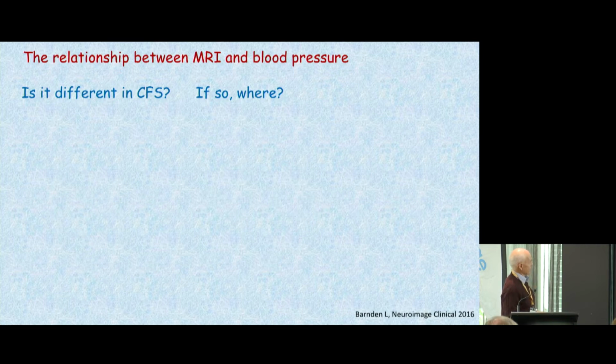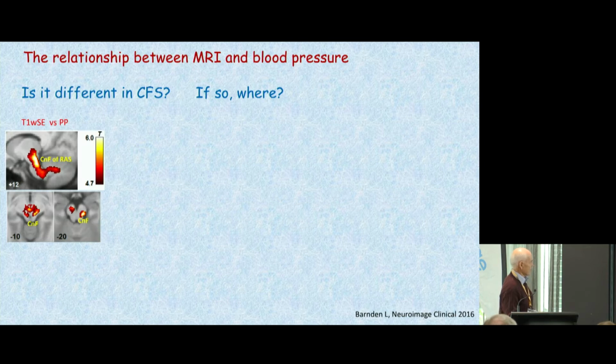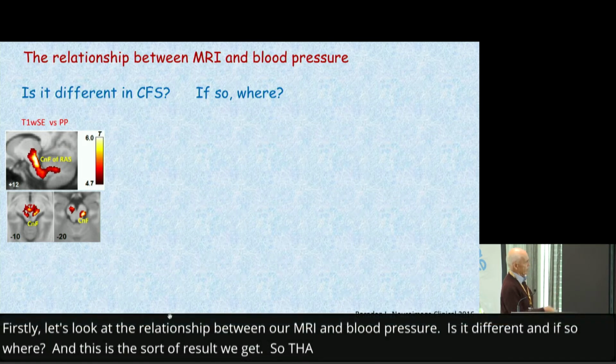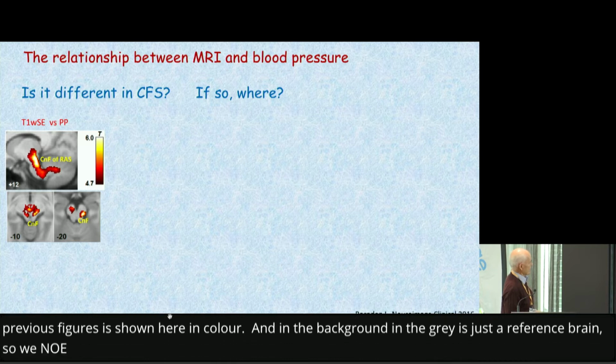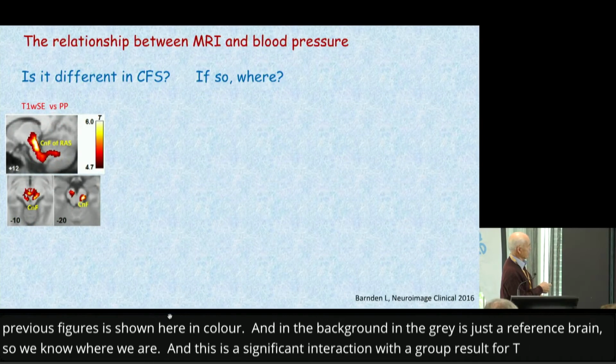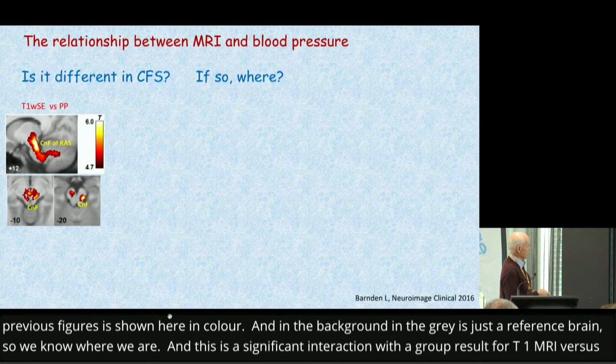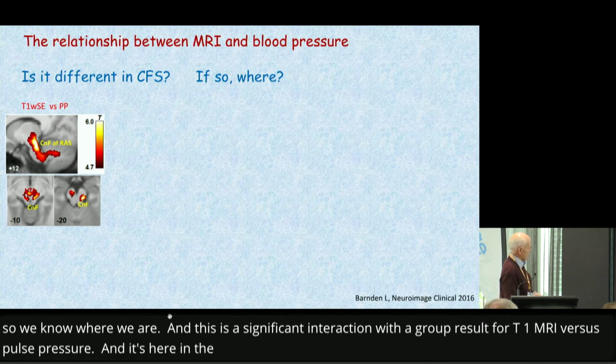So firstly, let's look at the relationship between our MRI and blood pressure. Is it different, and if so, where? And this is the sort of result we get. So that map, the t-statistic map, what's on the right of the previous figures, is shown here in colour. And in the background, in the grey, is just a reference brain, so we know where we are. And this is a significant interaction with the group result for T1 MRI versus pulse pressure. And it's here in the cuneiform nucleus of the midbrain.